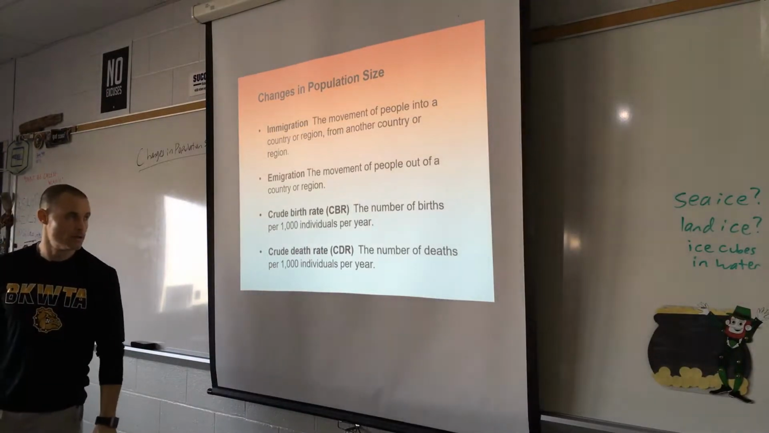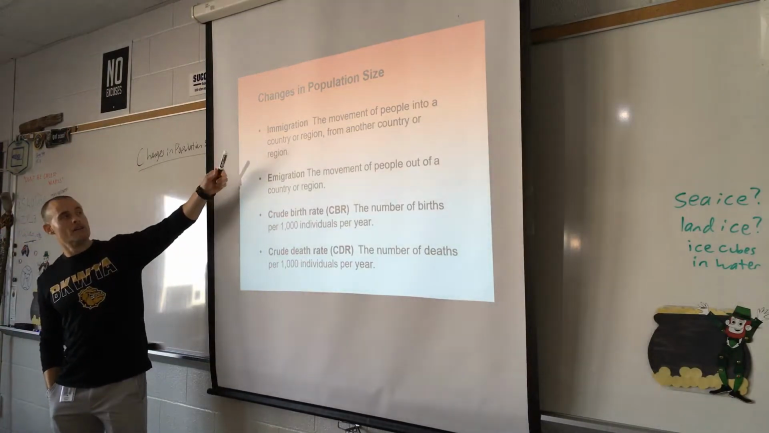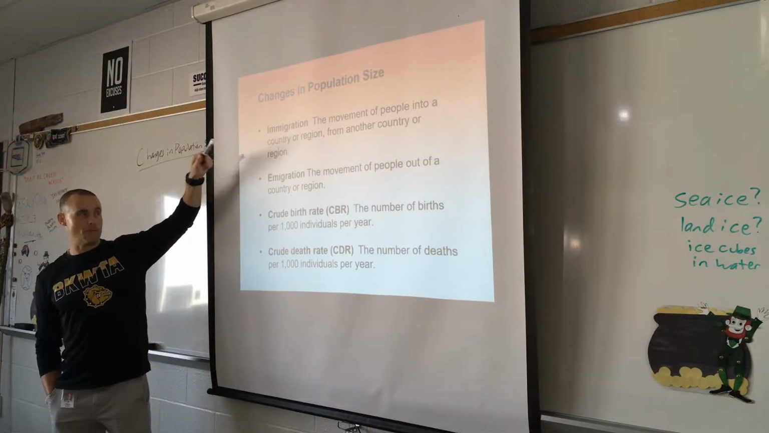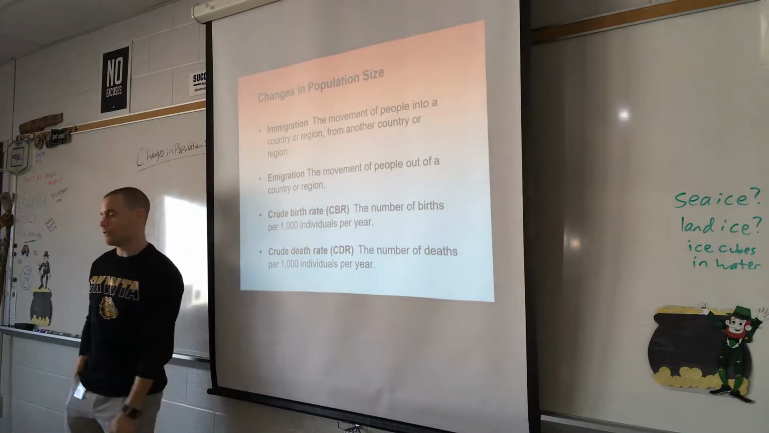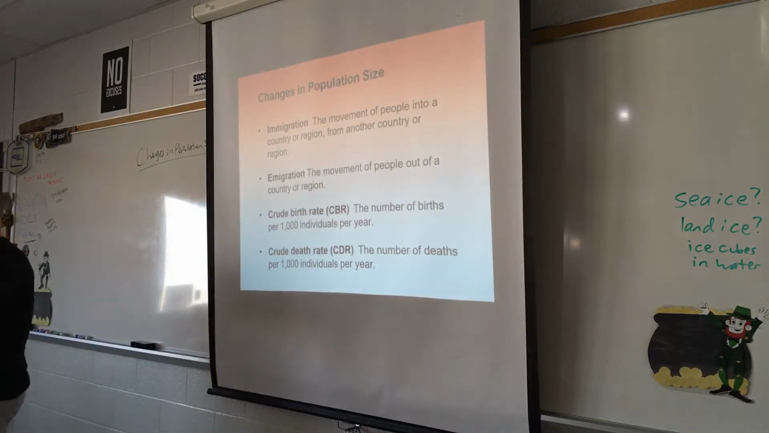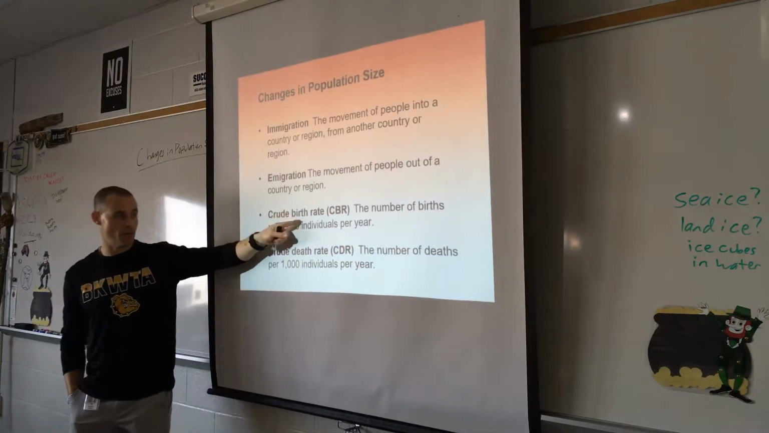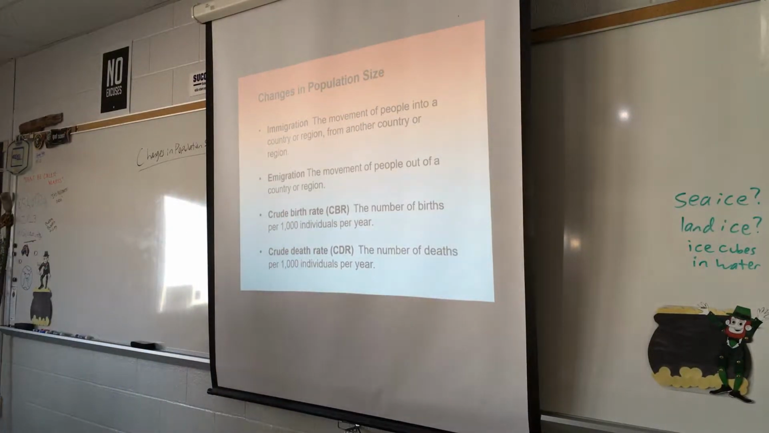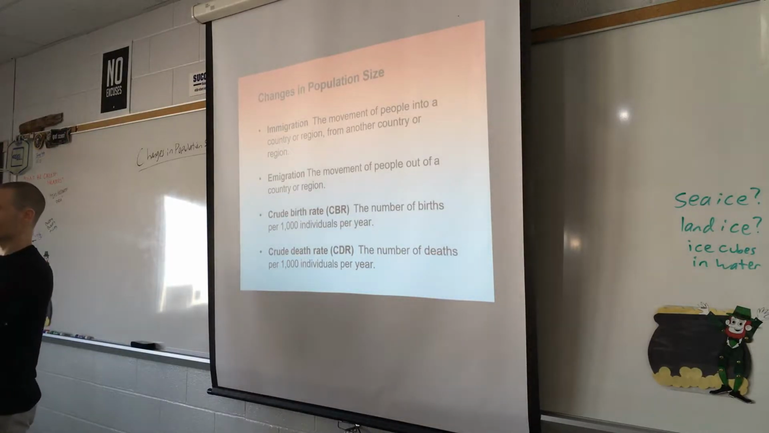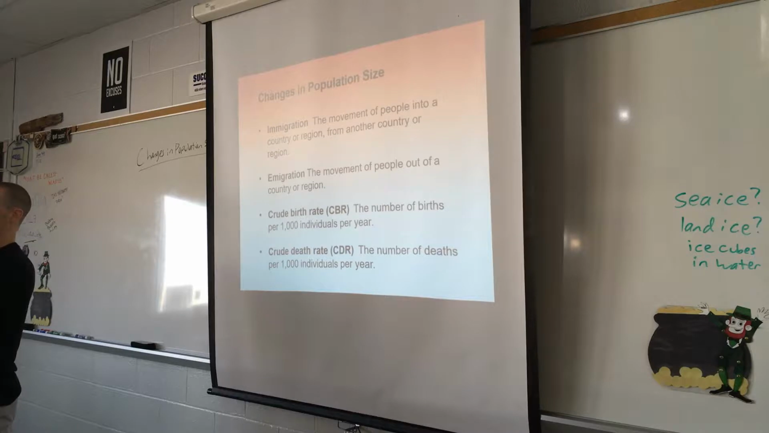So if I was to give you all of the data, how many people immigrate every year, how many people emigrate every year, the crude birth rate for a year, and the crude death rate for a year, could you come up with a quick equation? How would we figure out how the population is going to grow or decrease? Births minus deaths. Okay, births minus deaths, that's good. What about the other two? Plus immigration minus emigration.